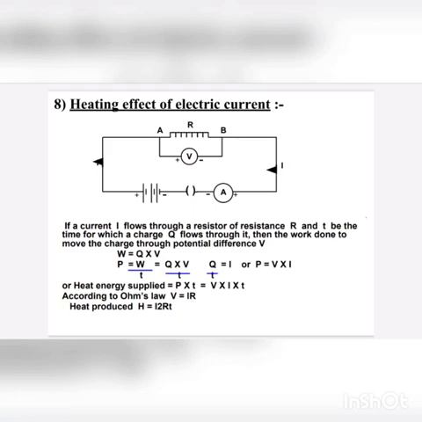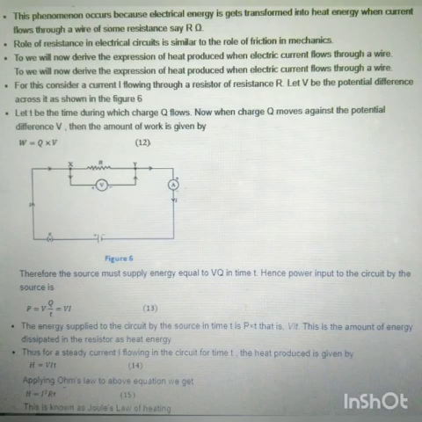So the heat energy supplied is P into T or VIT. According to Ohm's law, we know V is equal to IR. So heat produced H is equal to I square RT. We have this in the next slide.